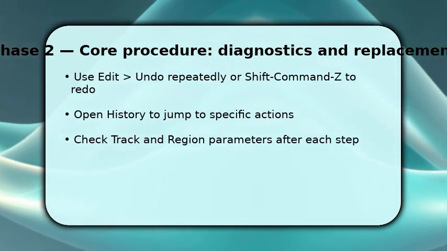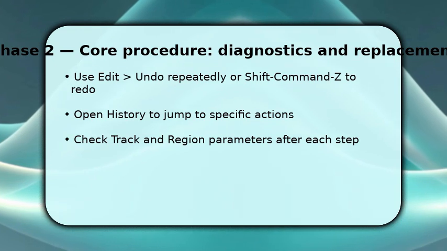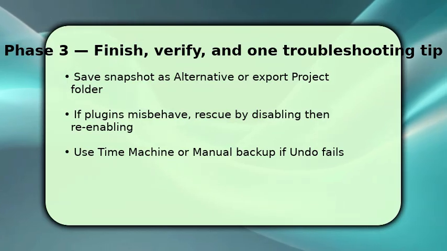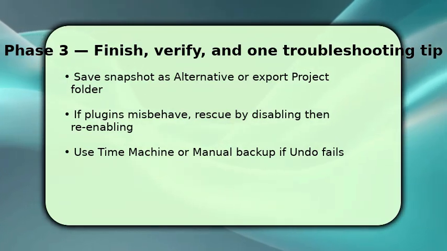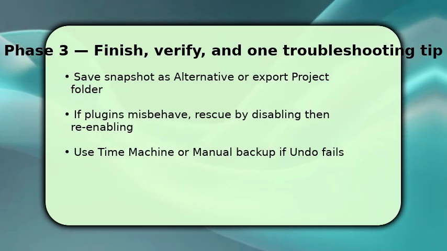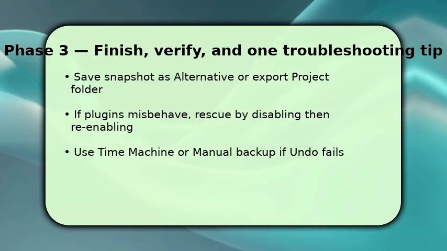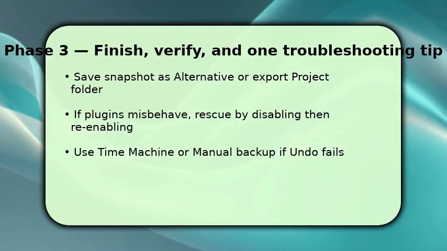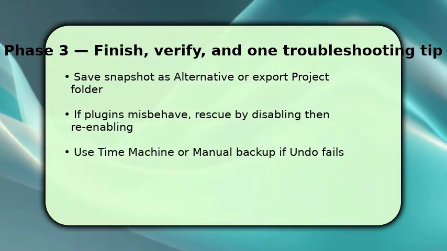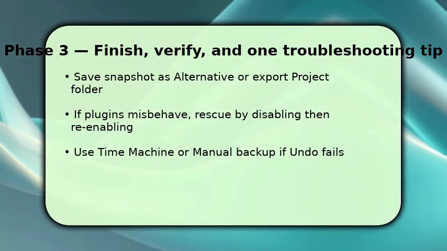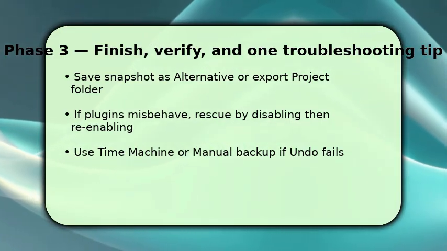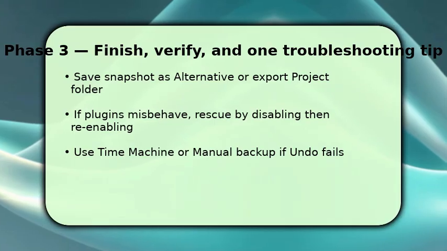You finish by saving a snapshot. Create a new project alternative or export the project folder so the corrected state is secure. If plugin settings look wrong after undo, disable the plugin, reopen the project, then re-enable it. That often forces proper parameter recall. If undo won't restore the needed state, use Time Machine or your manual backup to recover files. One key troubleshooting tip: if audio glitches persist, bounce tracks in place, then re-import.